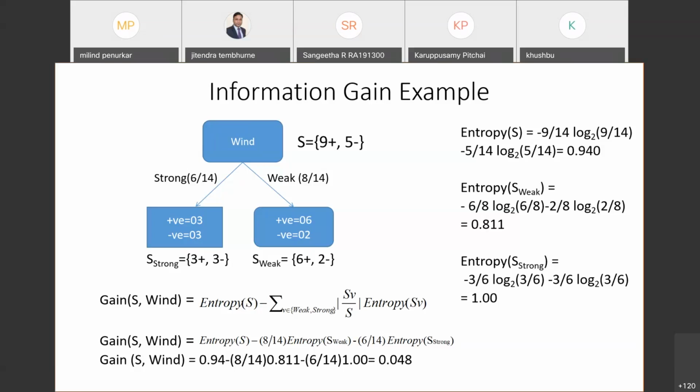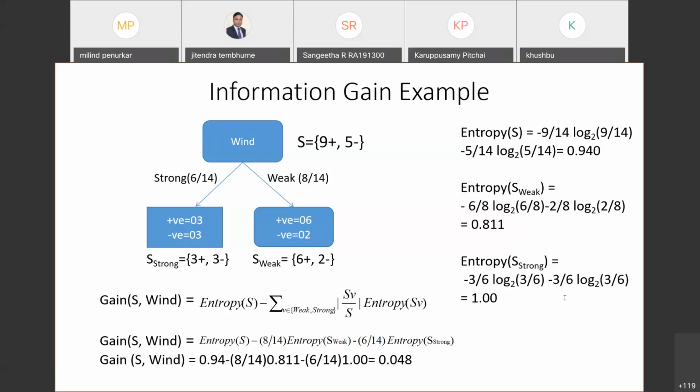I had to calculate it for all the attributes and then choose one of them as the root attribute. So the question that has come, from Sachin Deshmukh sir: S strong will not be a leaf node as of now. We have to calculate the information gain for all the attributes first, and then we would be able to choose one of the nodes as the base node. The one having the highest information gain would be chosen as the root node. Is this clear, Sachin sir?